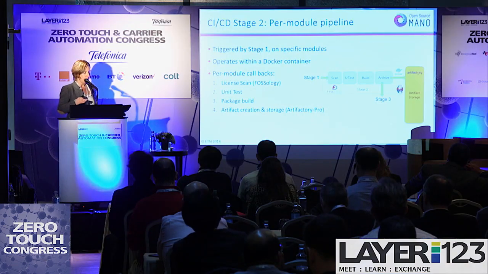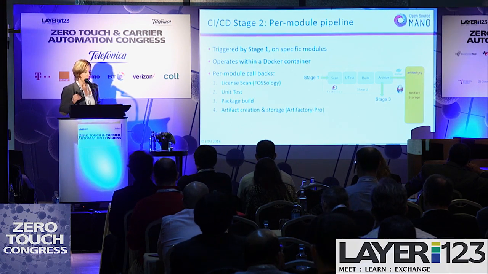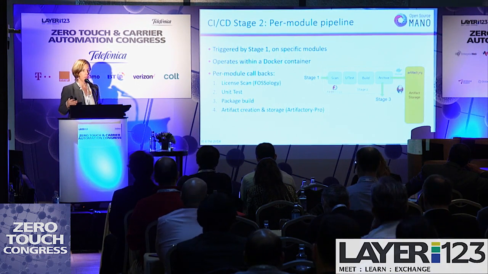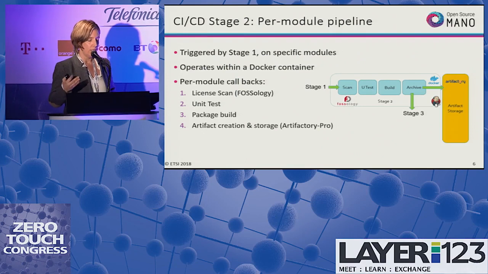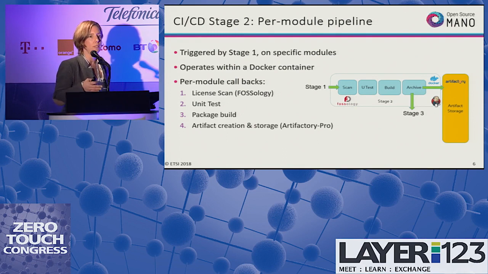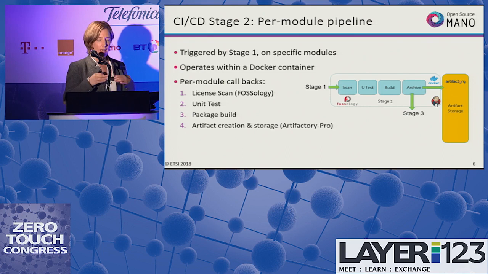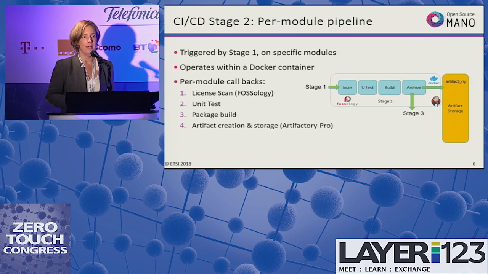Then from here, there are 3 more steps implemented by callbacks. So each module needs to implement the callback of these steps. First one is to unit test the module. Next one is to build it. And finally is to create the artifacts that are expected out of this module and store them. For storage, we've been using up to here Artifactory, and we are now moving to Artifactory Pro, thanks to a collaboration with JFrog, which is going to allow us to deal with containers directly. This is in the scope of the next release of OSM.